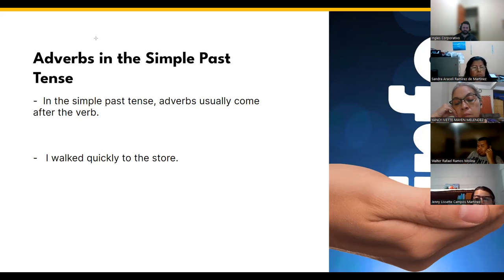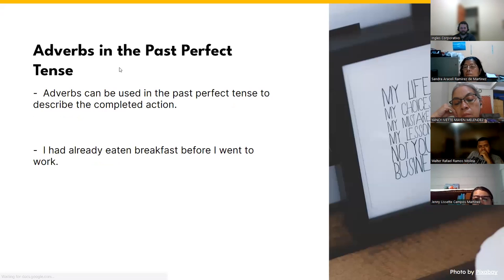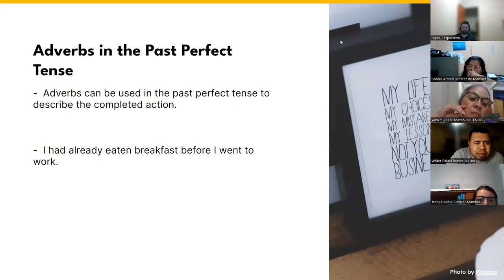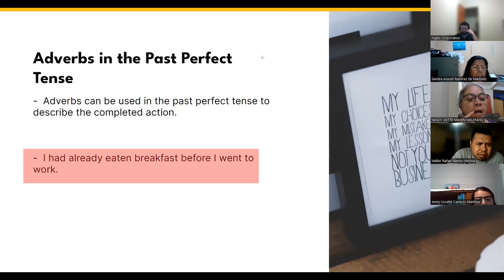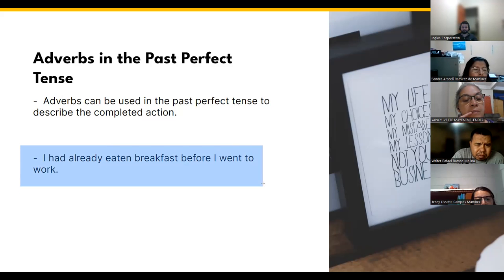All right, very good. So we have adverbs, guys, in past perfect tense. The difference between past perfect and simple past is that for past perfect, we actually need two actions, or an action before an event, okay? All right. I had already eaten breakfast before I went to work. How many sentences do we have here?